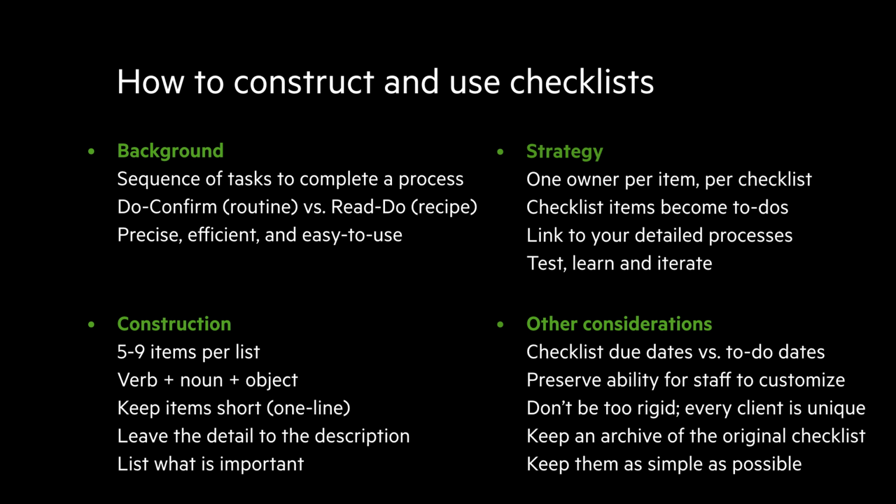So I'll give you some context. So let's go through this. So background. Checklist, again, is a sequence of tasks in order to complete a process. There's really two different types. There's what's called a do and confirm, and then there's the read and do. And one, you're just following a routine. The other one's really a recipe. For all of us out here, the do and confirm, that's really just a reminder technique because it's something that we do day in and day out, and it's just kind of a reminder of what it is.